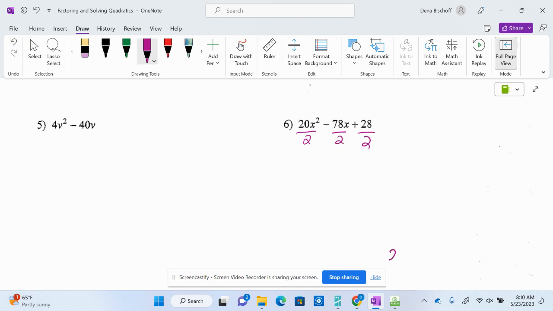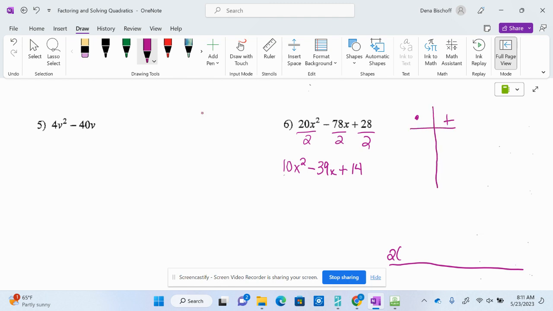So I'm going to write that down here. Taking out a 2. I'm going to have some other things going on. I just put an answer blank, otherwise I forget about it. So let's see. 20 divided by 2 is 10x squared. Negative 78 divided by 2 is negative 39. That gives me negative 39x. And a positive 28 divided by 2 is positive 14.